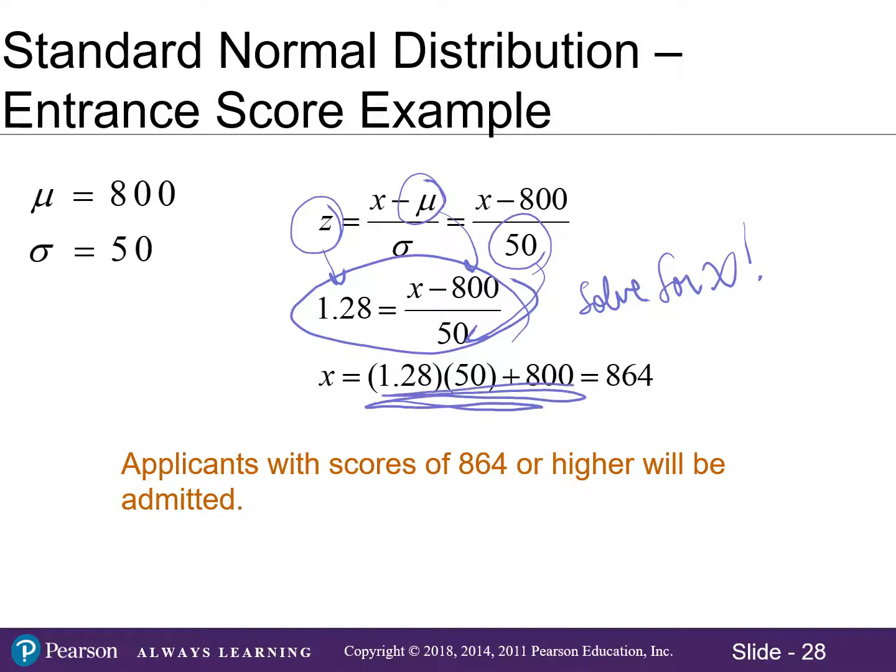Now, if you're having difficulty with that, you can also remember that z values are giving you the number of standard deviations away from the mean a value is. So really, this is 1.28 standard deviations, which are size 50, away from the mean, which is 800. So look at this, 800 plus that. Anyway, so we need our students to be in the upper 10%, and to do that, they need to score above an 864 to be admitted to that university.